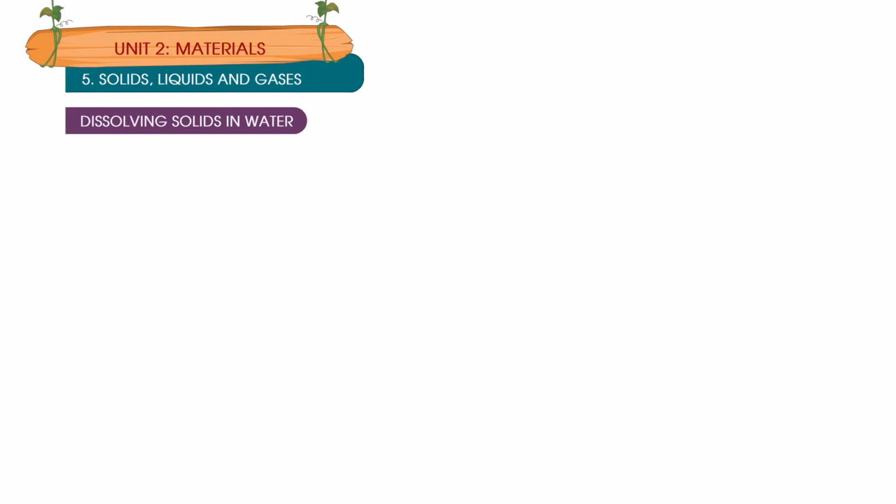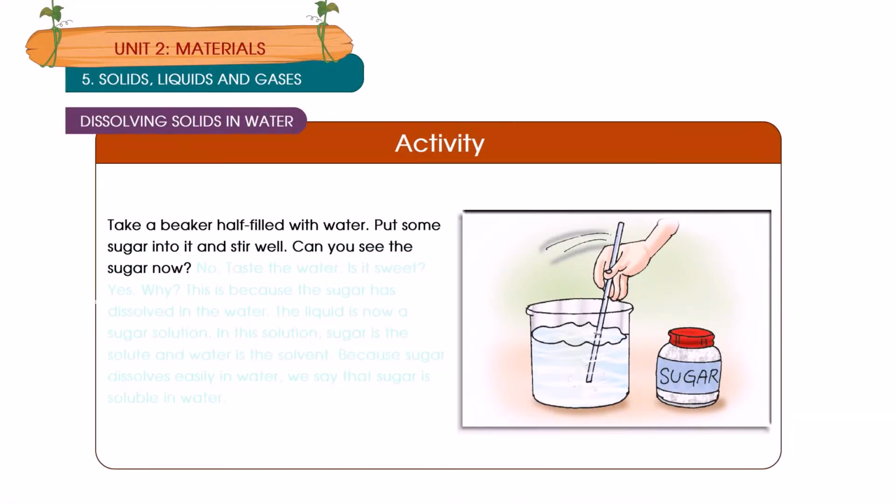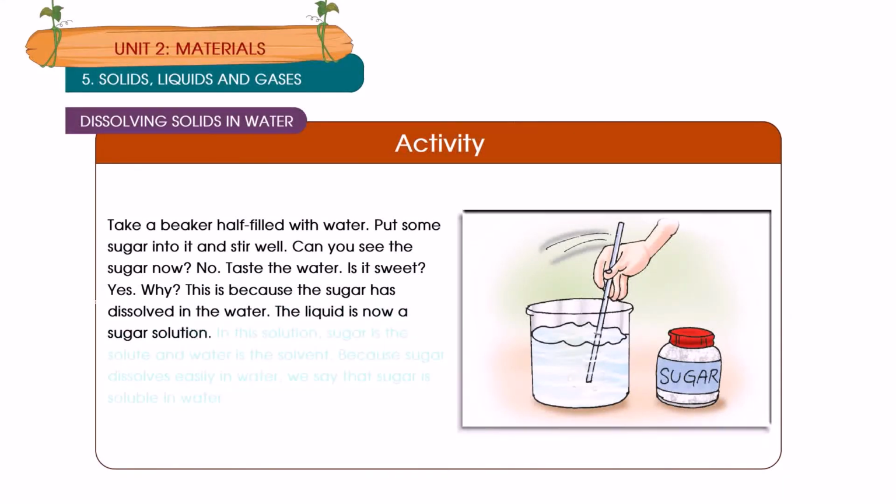Dissolving solids in water. Activity. Take a beaker half filled with water. Put some sugar into it and stir well. Can you see the sugar now? No. Taste the water. Is it sweet? Yes. Why? This is because the sugar has dissolved in the water. The liquid is now a sugar solution.